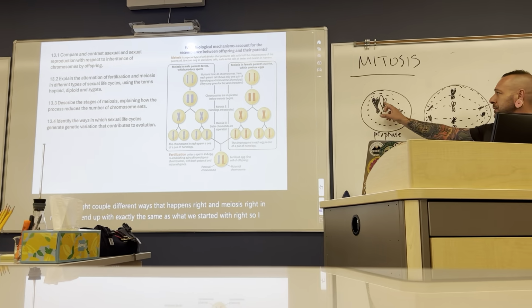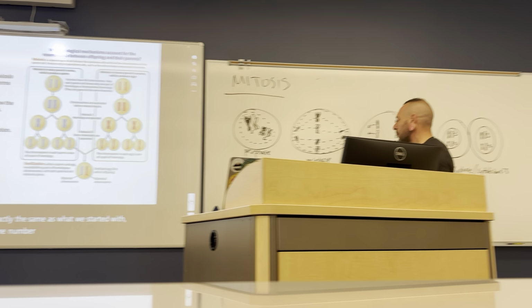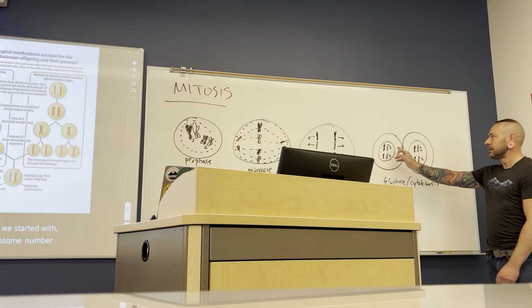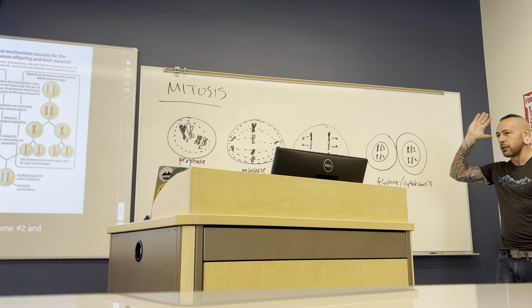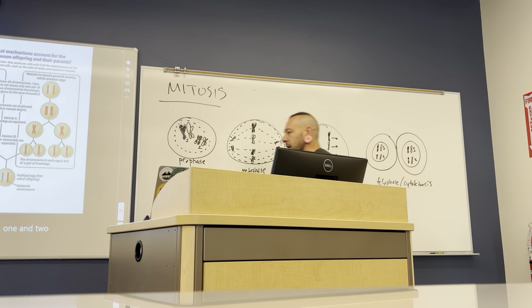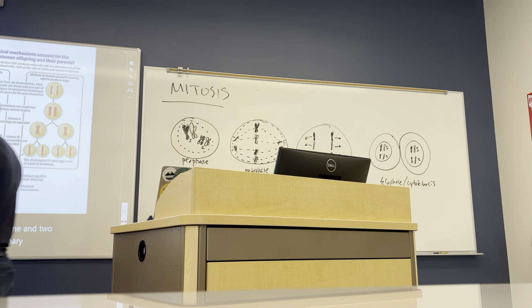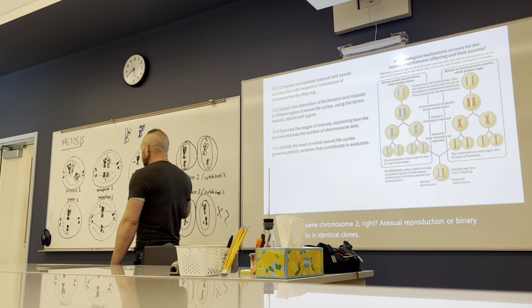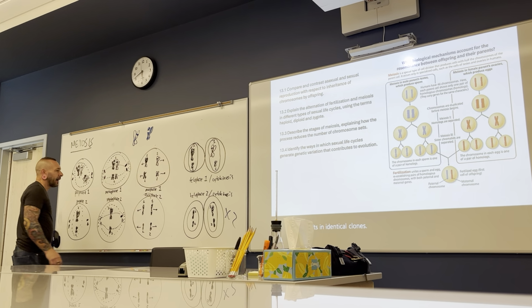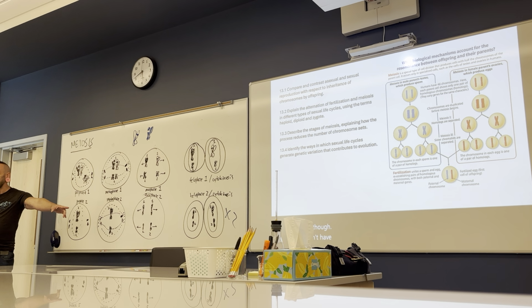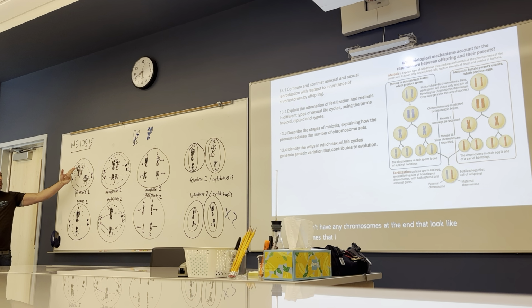Right, 2 of chromosome number 1 and 2 of chromosome number 2, and when I get to the end, I still have 2 of the same chromosome 1 and 2 of the same chromosome 2, right? Asexual reproduction or binary fission results in identical clones. In meiosis, though, I don't have any chromosomes at the end that look like the chromosomes I started with at the beginning, because they switched some information. That leads to genetic variation.